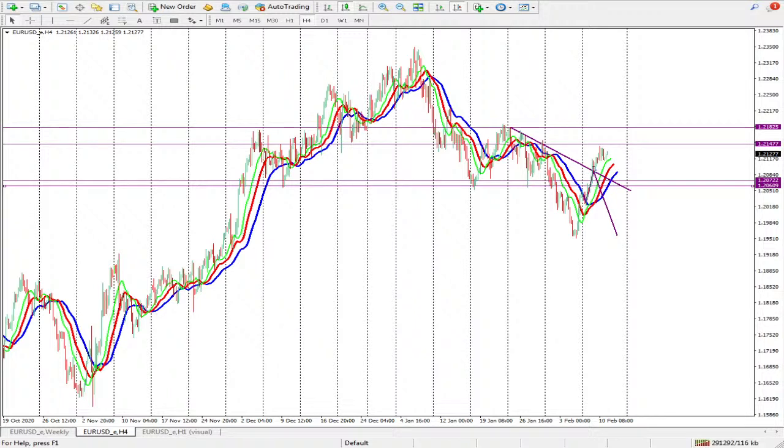Today is the 11th of February. We'll start the analysis with the chart on our screen. This is EUR/USD. On this chart, technically yesterday we were looking for a buy. We did expect price to continue to the upper side.